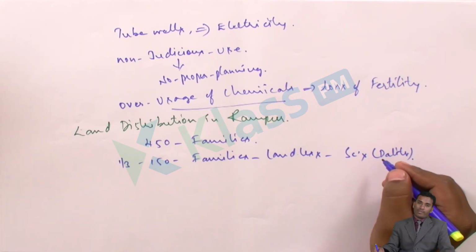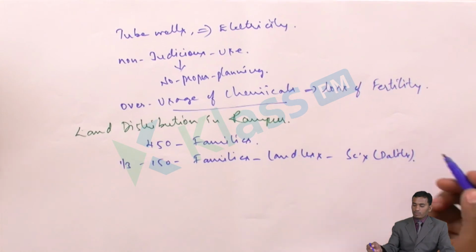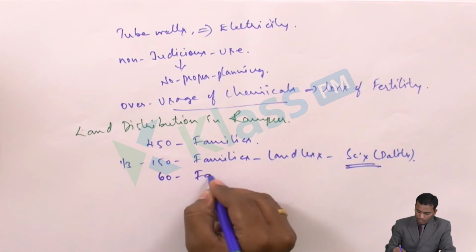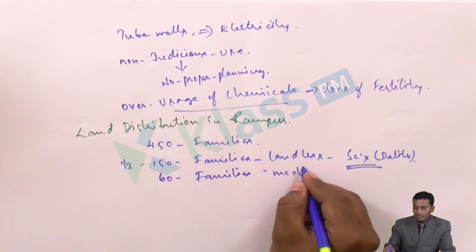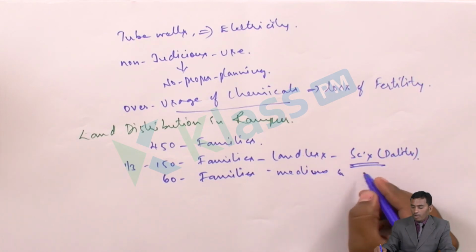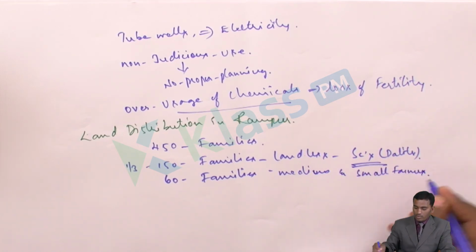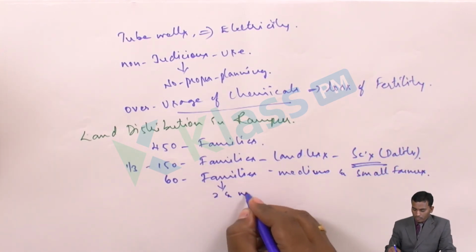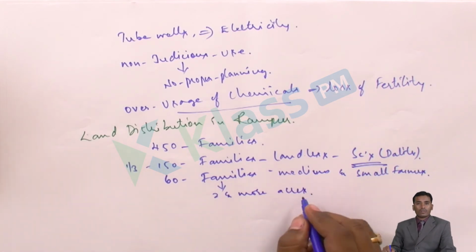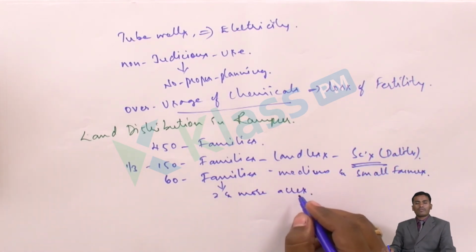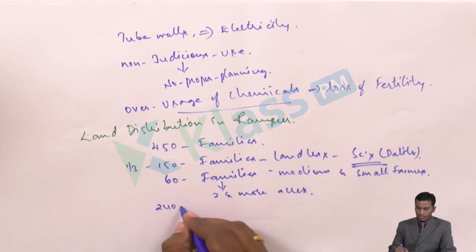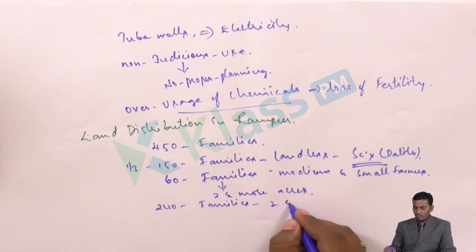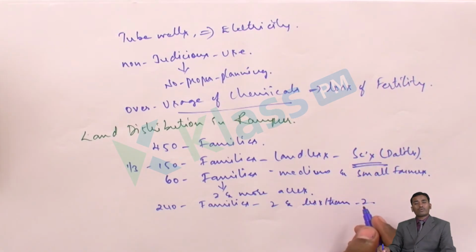So out of these 450 families, one third, that is 150 families, are landless, who are called SCs or Dalits. Next, we have 60 families who are medium and small farmers. So these are with 2 and more than 2 acres of land. Again, here we have about 240 families who have less than 2 acres of land.